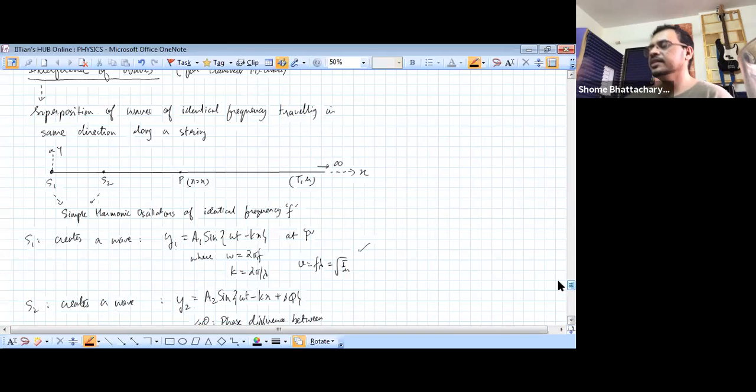So you might remember in SHMs, the amplitudes are added according to a phasor diagram. The same thing will happen here also. But only instead of adding two SHMs, we are adding two wave equations.